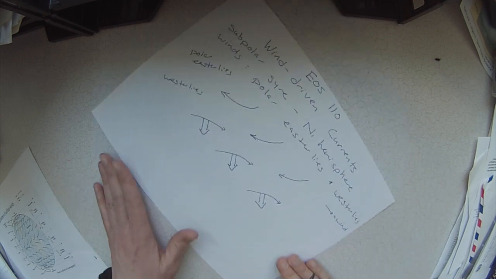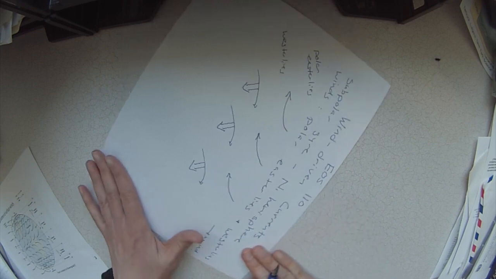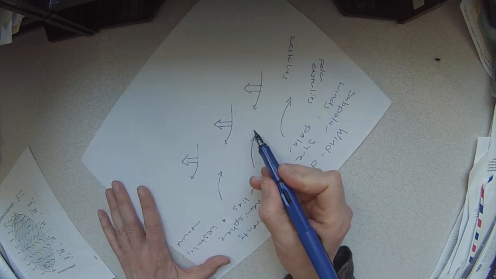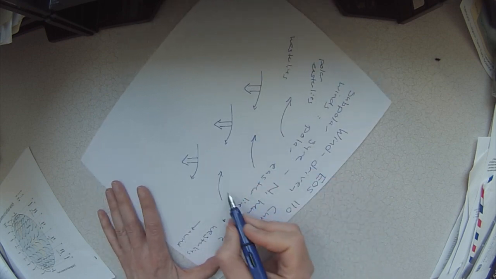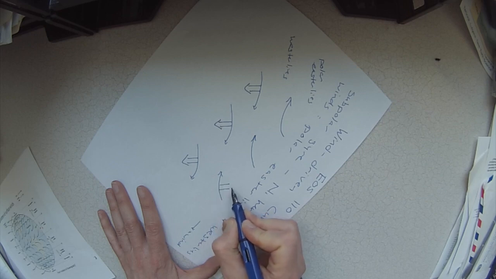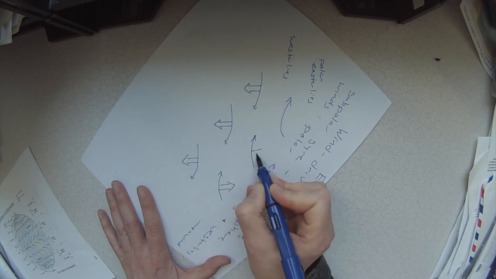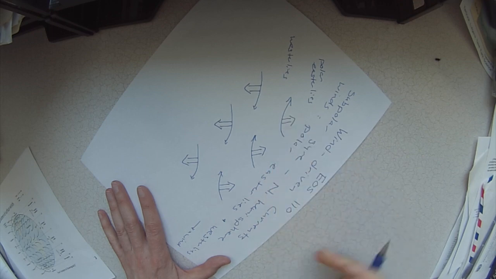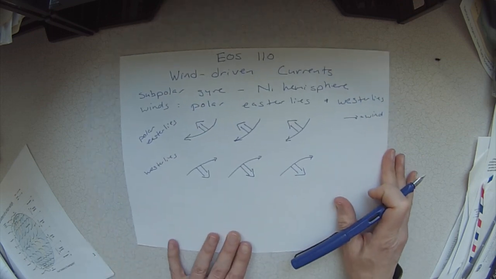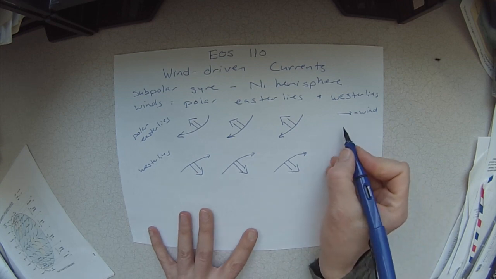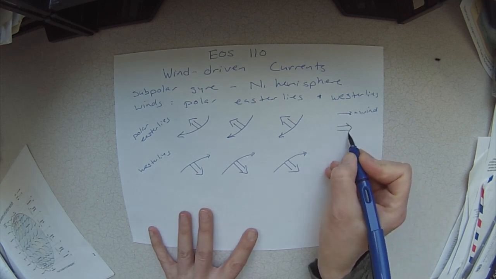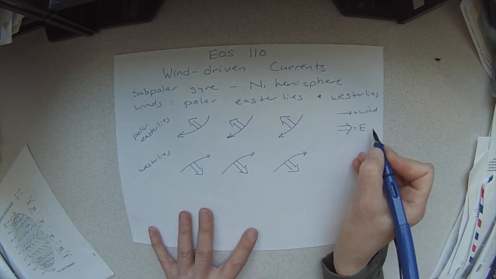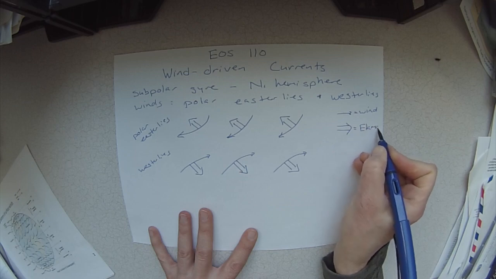Now I'm going to turn my piece of paper around so that I can look again along the direction of the winds for the polar easterlies. And my Ekman layer still moves 90 degrees to the right. So these thick arrows that I've drawn here indicate the Ekman layer or Ekman transport.